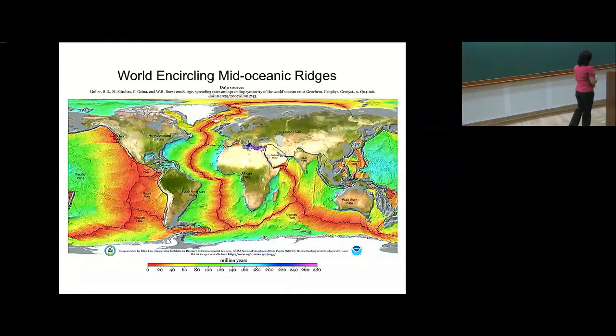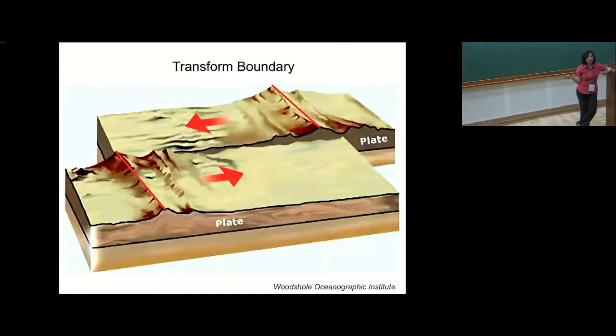Okay, so we talked about the collisional boundary, and we talked about the divergent boundary. We also have a third kind of boundary known as the transform boundary. These are the regions where the crust neither gets created nor gets destroyed, but you have two plates which move past each other, okay? So you can see this plate moving this way and the other plate moving that way. So it's kind of a lateral, horizontal motion, okay?